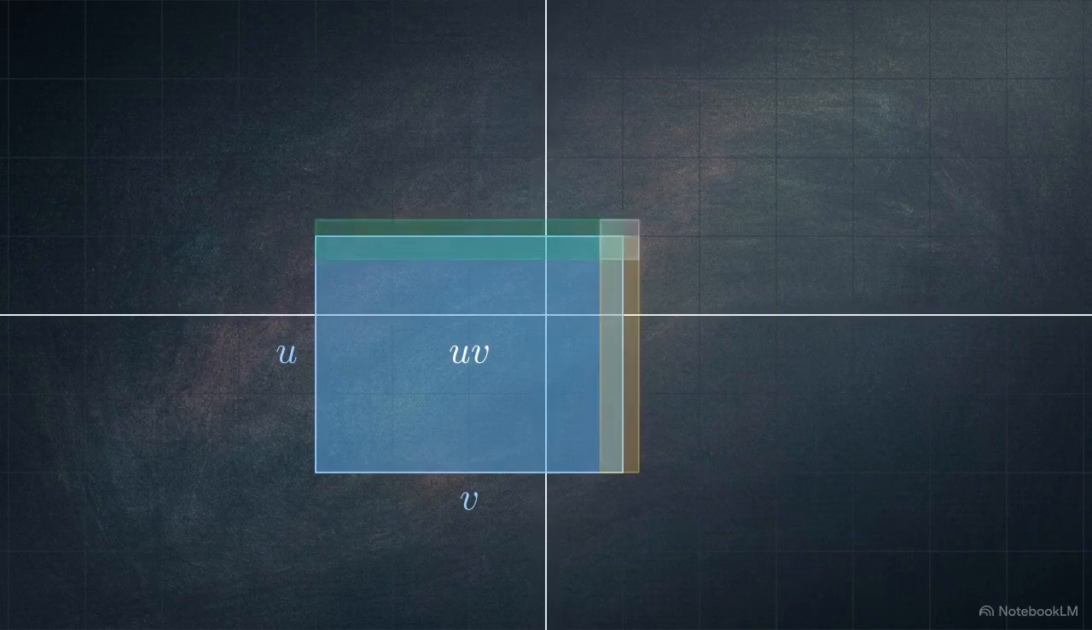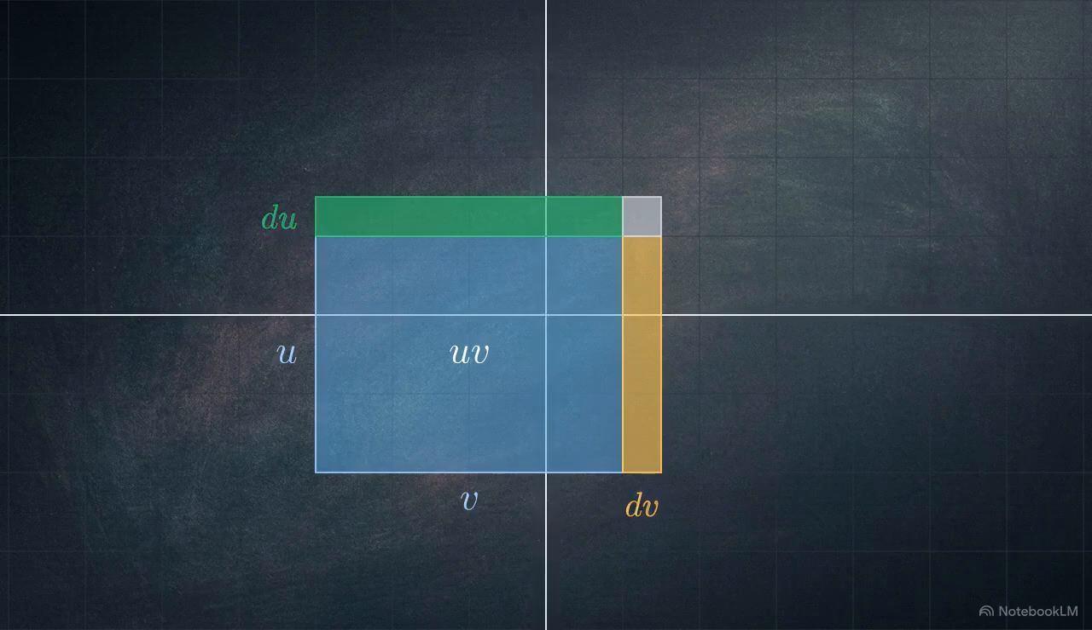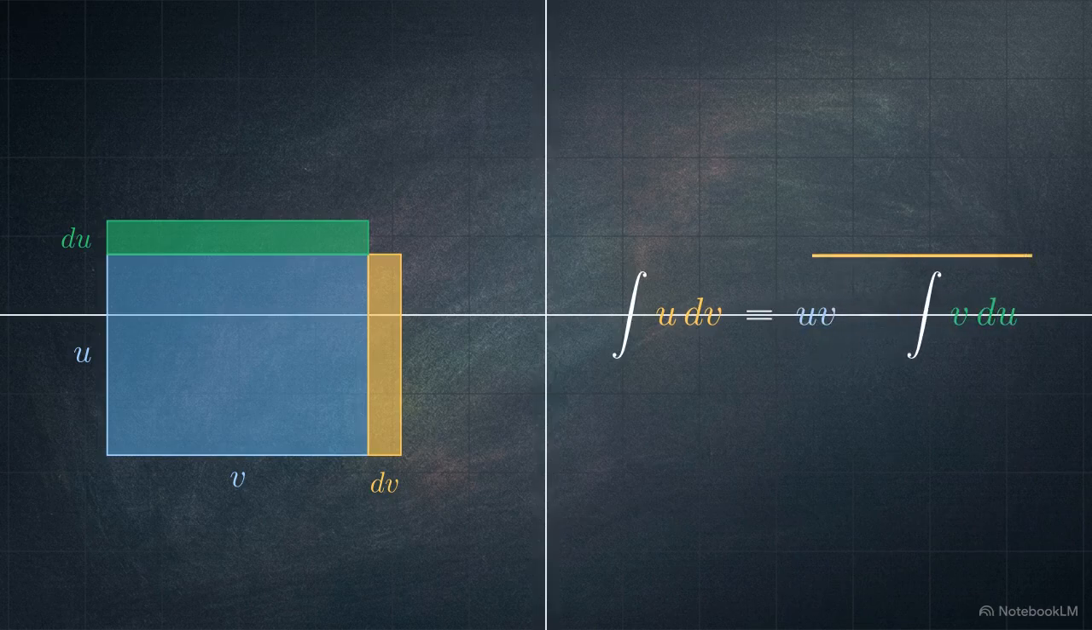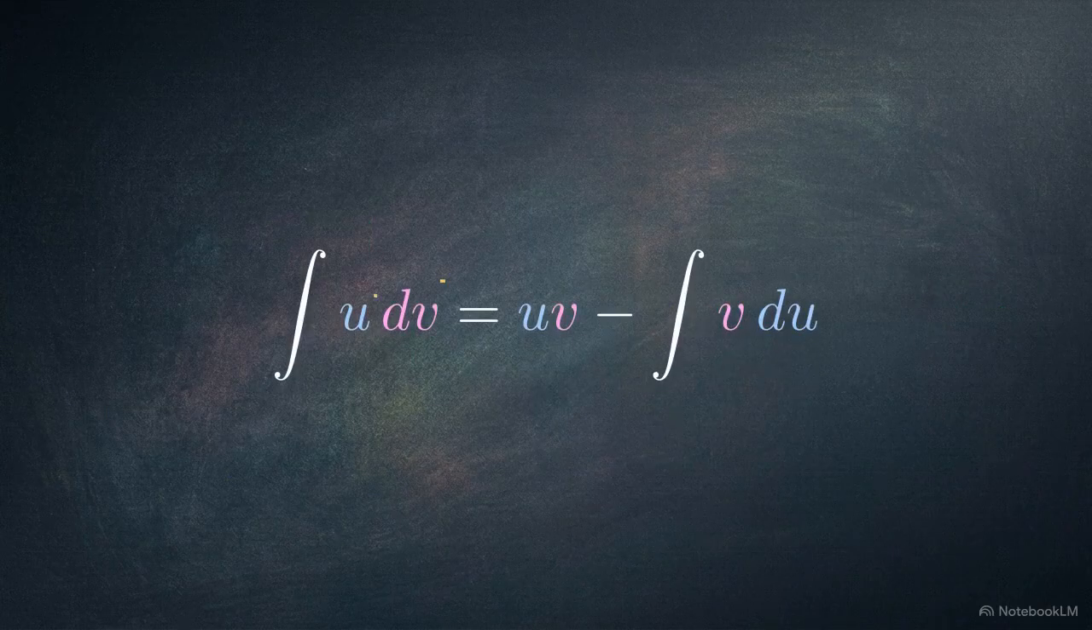When those sides increase by infinitely small amounts, du and dv, the change in area is defined by the sum of these new slivers. Integrating those tiny changes gives us the master relationship. The integral of u dv is equal to the total area, uv, minus the integral of v du. Success with this formula depends entirely on how you assign your variables.